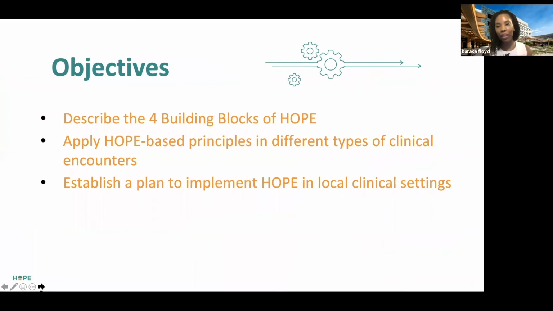So our objectives today are to have you, at the end of this session, be able to describe the 4 building blocks of hope, apply hope-based principles in different types of clinical encounters, and establish a plan to implement hope in your local clinical settings.